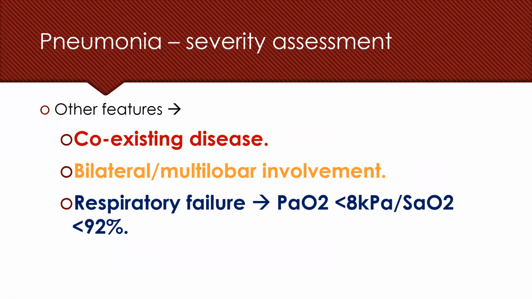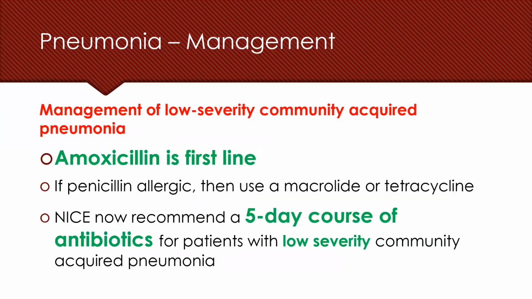Other features that would help us in the severity assessment of a patient with pneumonia include coexisting disease, bilateral or multi-lobar involvement, and respiratory failure, which is defined here by oxygen tension less than 8 kPa or saturation less than 92%. All these features will help you very well in order to define the severity of a patient with pneumonia, and hence the treatment or management plan of this patient.